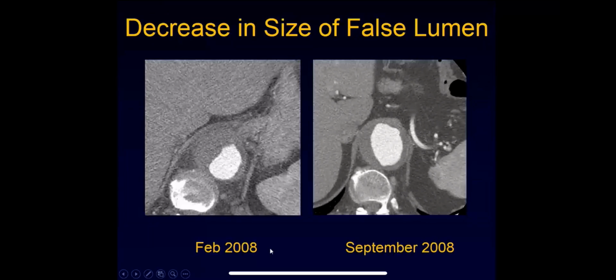Here was a patient with aortic dissection where you're seeing this was basically thrombus and not slow flow in the false lumen. And several months later, you see that the true lumen has increased in size, but the false lumen is decreasing in size. Good sign.